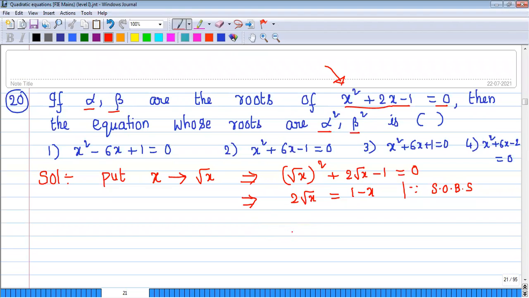2 root x is equal to 1 minus x. So 4x equals 1 minus x whole square, which is a minus b whole square, 1 plus x square minus 2x. Therefore take minus 4x that side: x square minus 6x plus 1 equals 0. This is the required equation. So x square minus 6x plus 1 is equal to 0. Very good. First option is the right option.